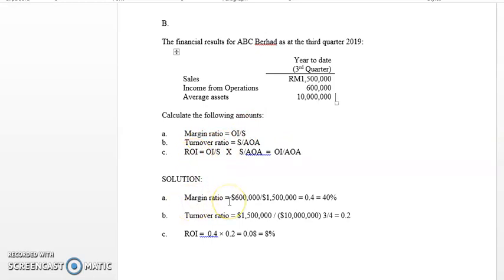So margin ratio is operating income, 600k over sales 1.5 million. So we got 40%. Turnover ratio, 1.5 million sales over average operating assets, since it is for the third quarter, times 3/4, and got 0.2. For ROI, we insert from this formula, so we got 0.4 times 0.2 and got 8%.